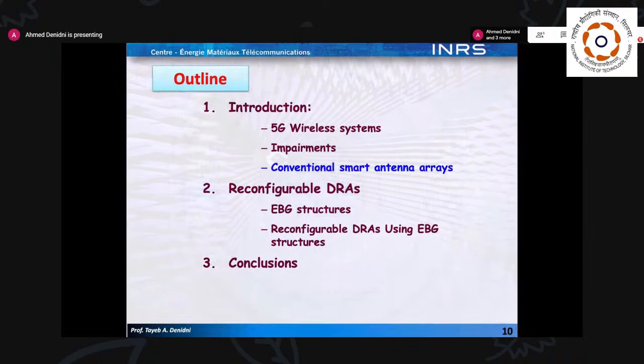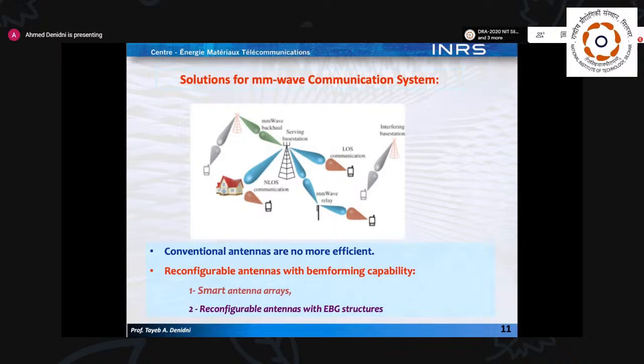Smart antenna means that at the base station, you can create beams that connect with the user, and we don't transmit energy elsewhere because we don't need it. If you use an omnidirectional antenna in a conventional way, the gain is low, and you cover some region you don't need. This way it is better to use a smart antenna or reconfigurable antenna with some EBG structure.